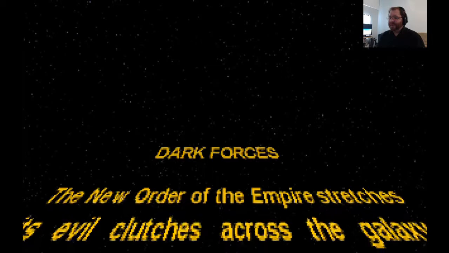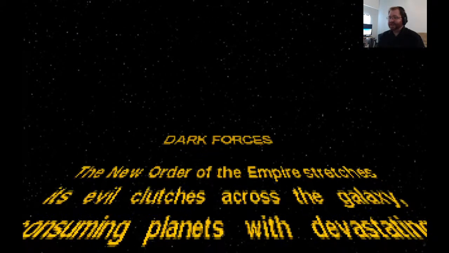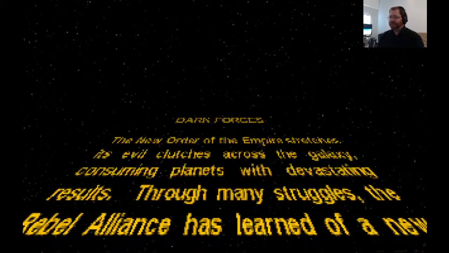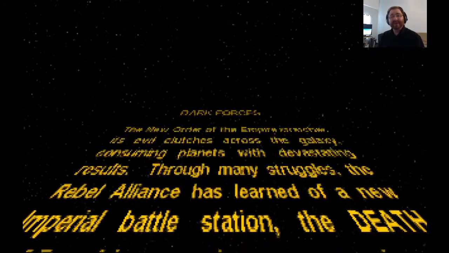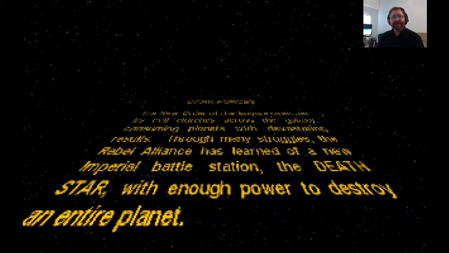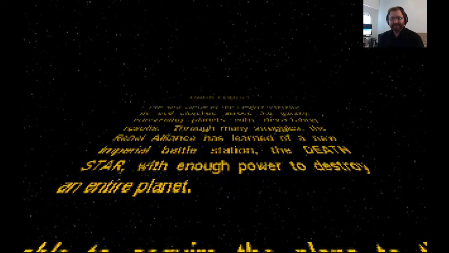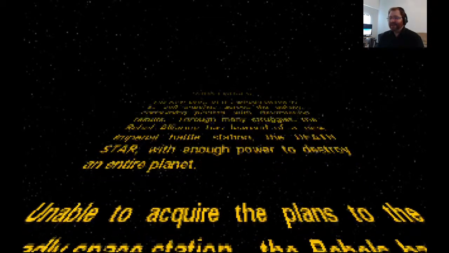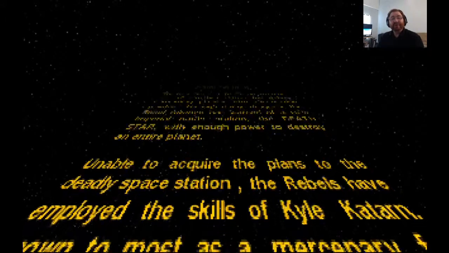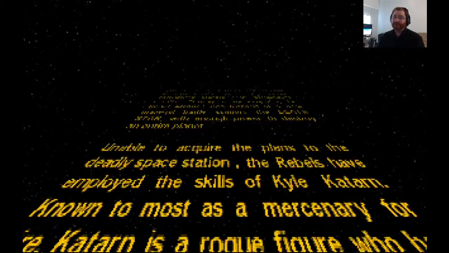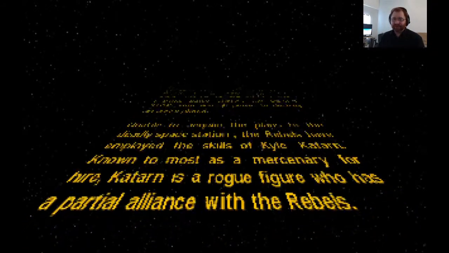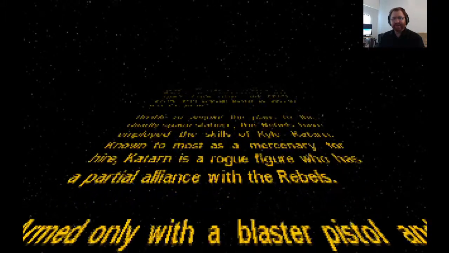The new order of the Empire stretches its evil clutches across the galaxy, consuming planets with devastating results. Through many struggles, the Rebel Alliance has learned of a new Imperial battle station, the Death Star, with enough power to destroy an entire planet. Unable to acquire the plans to the deadly space station, the Rebels have employed the skills of Kyle Katarn. Known to most as a mercenary for hire, Katarn is a rogue figure who has a partial alliance with the Rebels.